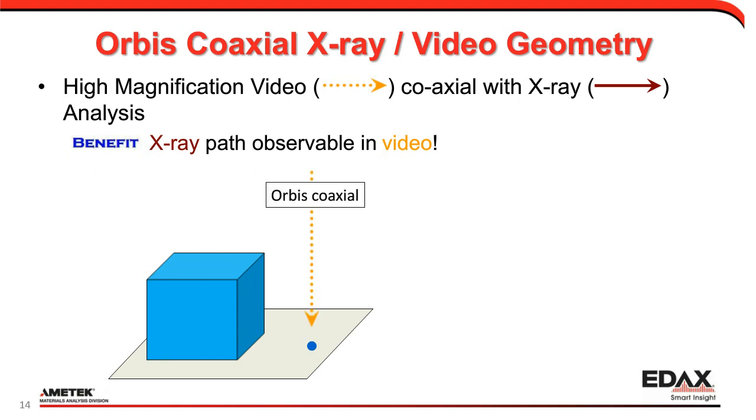In the Orbis coaxial design, the video is looking at that blue spot. If I have a clear path to the blue spot, then you can see that my X-ray beam also has a clear path to that spot, and it's not obstructed. I'm analyzing the blue spot. I know where the X-ray beam path is.